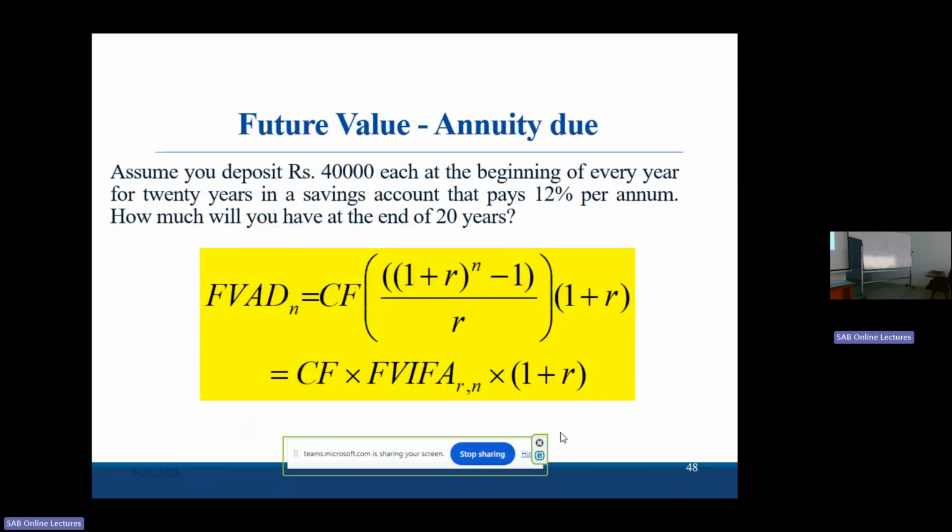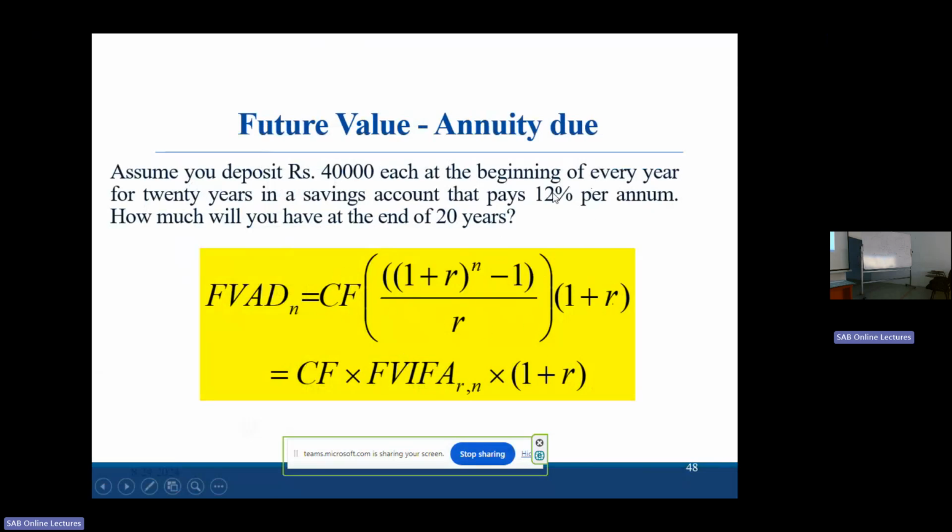After 20 years, we cannot compound value by value, so you have to apply the future value interest factor, so you have to apply the formula. This is the formula because this is the beginning of the year. Therefore you take the normal ordinary annuity factor and multiply by 1 plus r, because this is the annuity due, the beginning of the period. So then you can apply these numbers.